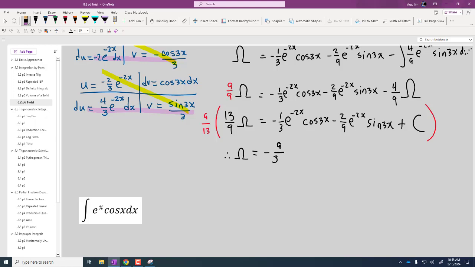Thank you. A little bit easier to write. Yeah, let's cancel a 3. So if we multiply by 9/13, we end up with negative 3/13. And we've got the e, the cosine. All right, and then 9/13 here. Oh, the 9's cancel, so we get 2/13.